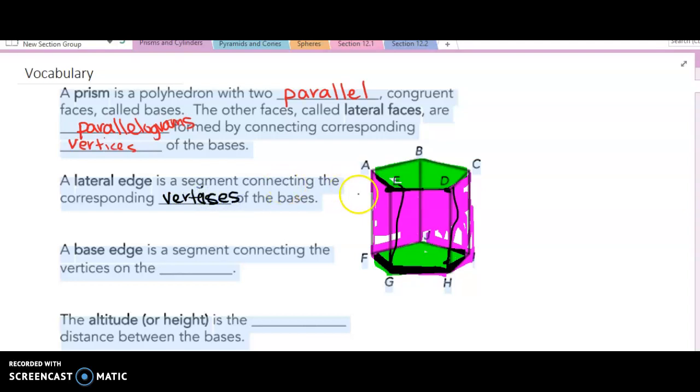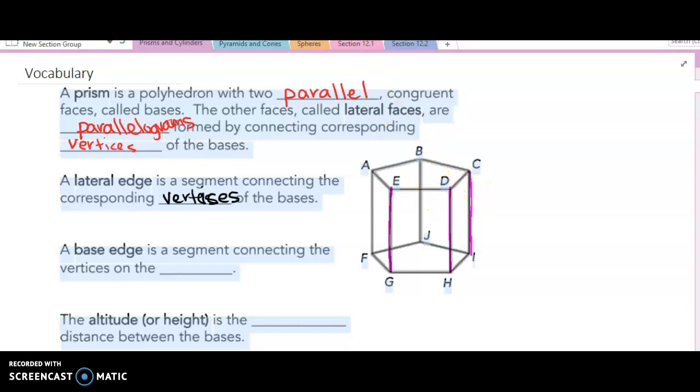Okay, so a lateral edge here is a segment connecting the corresponding vertices of the bases. Okay, so in other words, we'd connect the two bases with a lateral edge. So that would be a lateral edge. That would be a lateral edge. That would be a lateral edge all the way around.